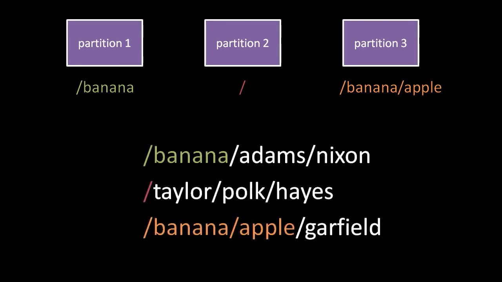With these partitions mounted like this, the path /banana/Adam/Nixon now refers to a file or directory named Nixon, listed in the directory Adam, listed in the root of partition 1. The path /Taylor/Polk/Hayes now refers to a file or directory named Hayes, listed in the directory Polk, listed in the directory Taylor, listed in the root of partition 2. The path /banana/apple/Garfield refers to a file or directory named Garfield, listed in the root directory of partition 3.